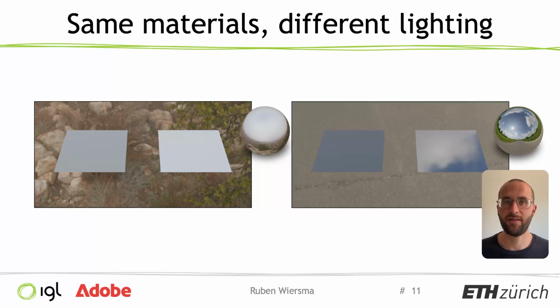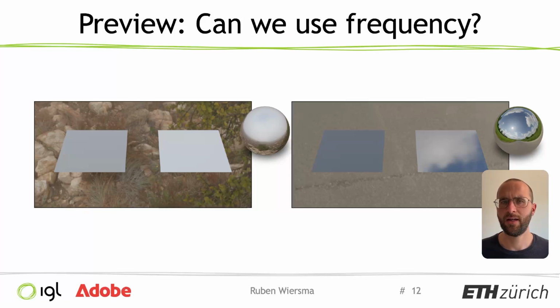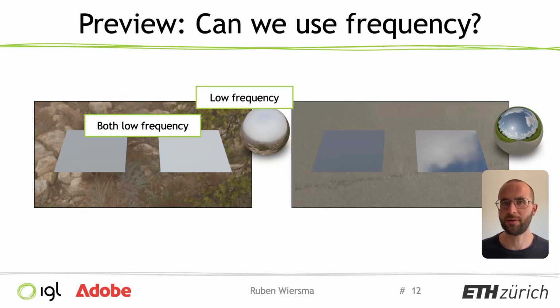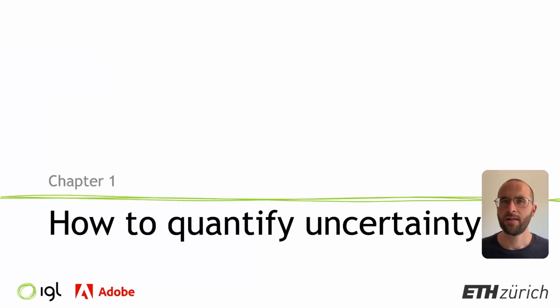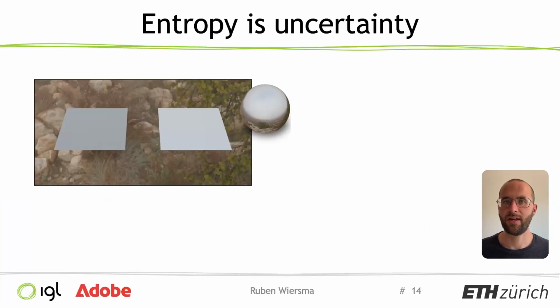To illustrate the solution that we'll eventually come up with, let's take a look at the frequency of the signal that we see. On the left, both our planes have low frequency information, almost a constant function. That's because our input lighting is also low frequency. On the right, we can see that the mirror-like plane has higher frequency details, and these show up because we have high frequency lighting. In our paper, we quantify this uncertainty, and we do this with entropy.